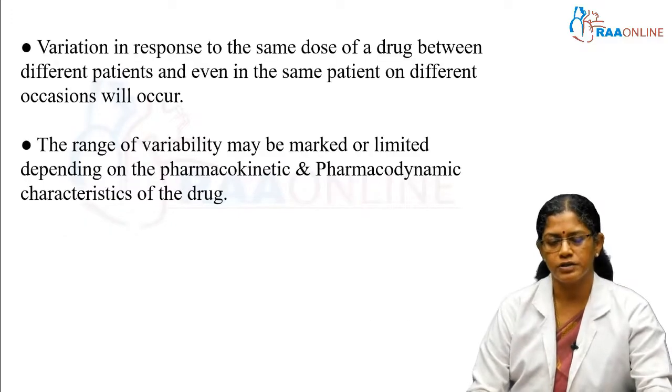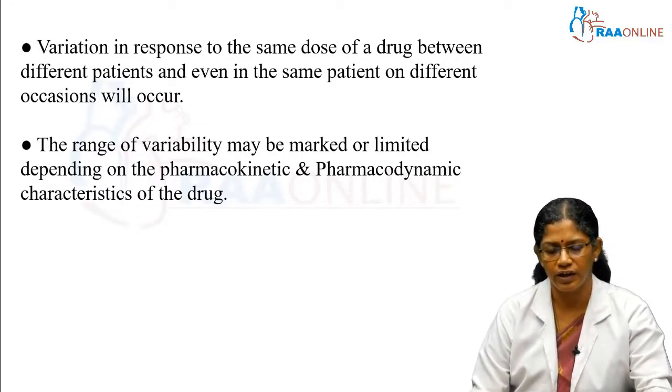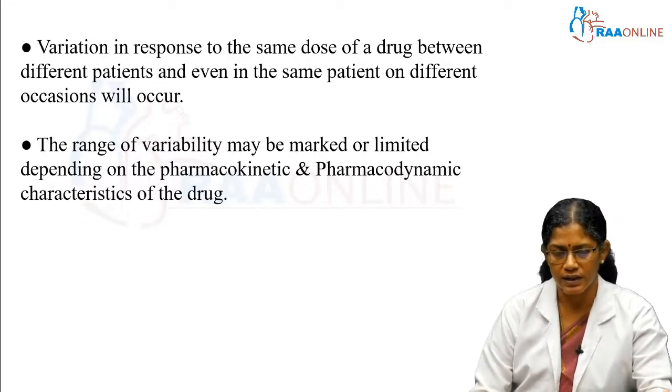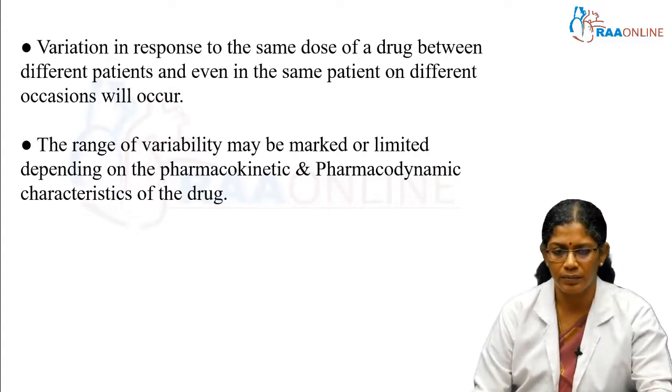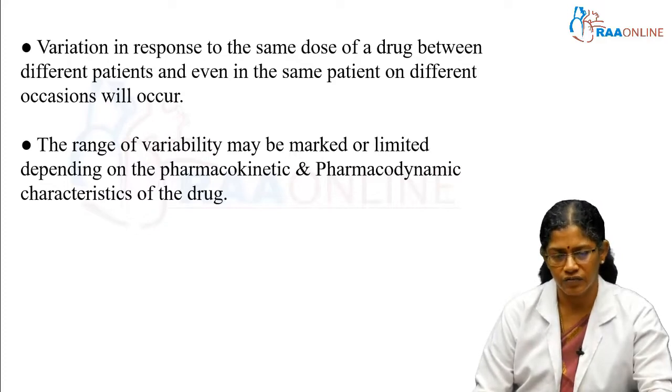Variation in response to the same dose of a drug between different patients, and even in the same patient on different occasions, will occur. We can't say the same dose of a drug produces the same effect in all the population. It may produce a different effect in another person. And more than that, even with the same dose of a drug, we can't say that it produces the same effect as it did 3 months back. The same effect we can't expect now. So even in the same person, it may produce a different action on different occasions.